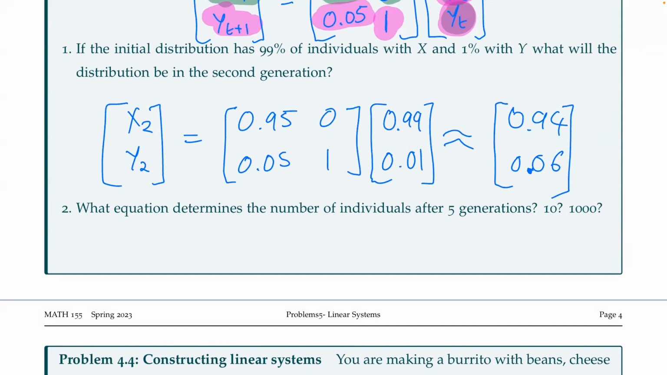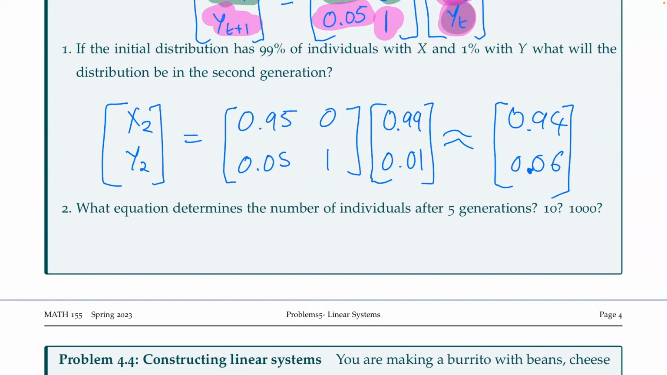So this tells us going from one generation to the next, how the distribution of alleles has changed. Allele X has dropped to approximately 94% of the population. Allele Y has increased to roughly 6% of the population.